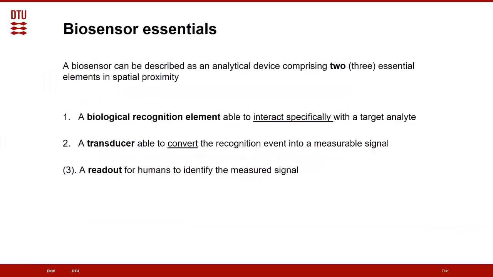The essential part of a biosensor can be described by 2 or 3 essential elements in spatial proximity. A biological recognition element able to interact specifically with a target analyte. A transducer able to convert the recognition event into a measurable signal. And finally, a readout is often needed for humans to identify the measured signal. So we will look into these 3 different components to make a sensor into a biosensor.